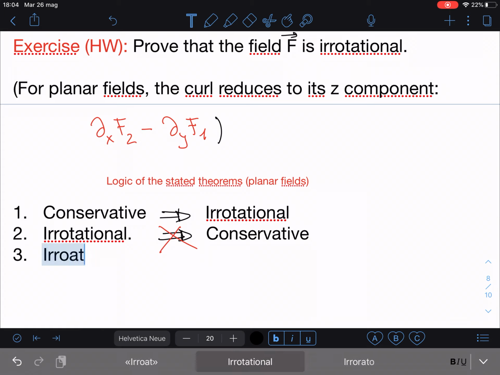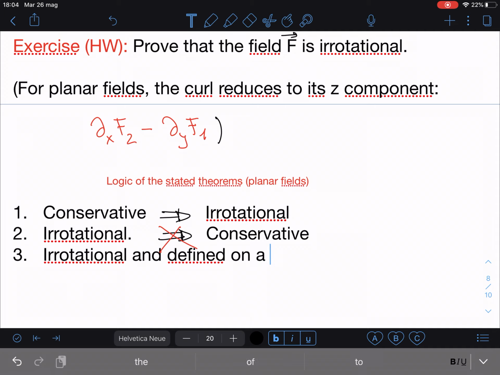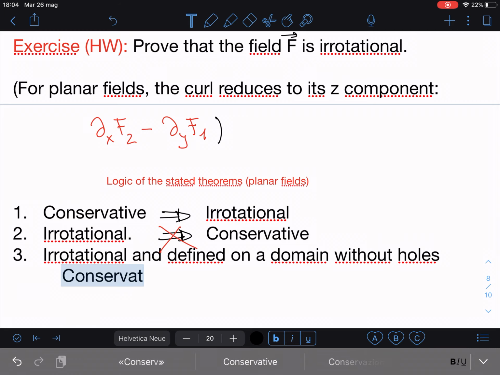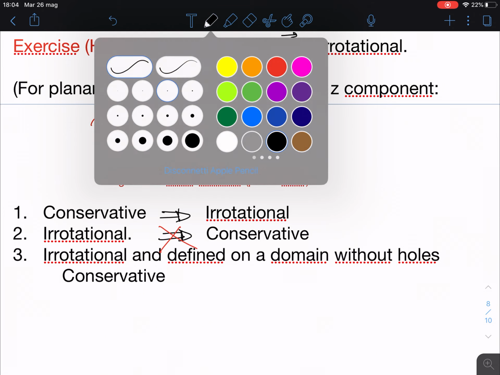Three. Irrotational, and defined on a domain without holes, this implies conservative. Okay.